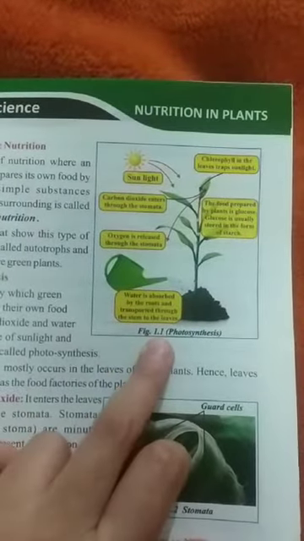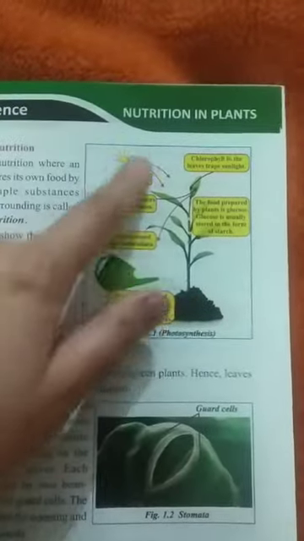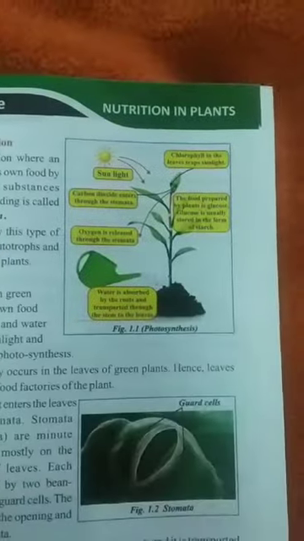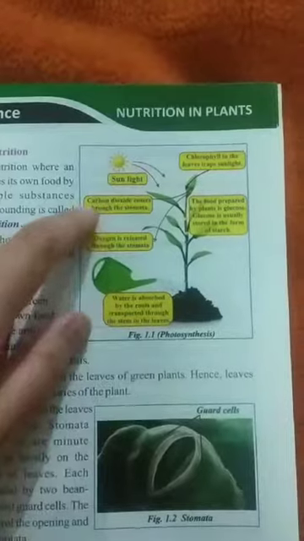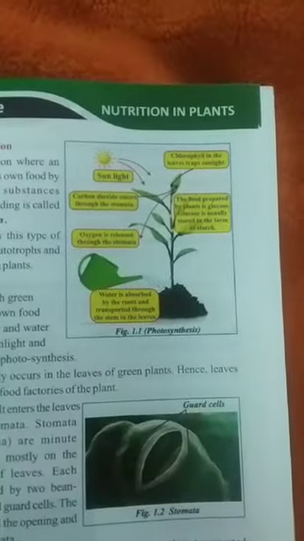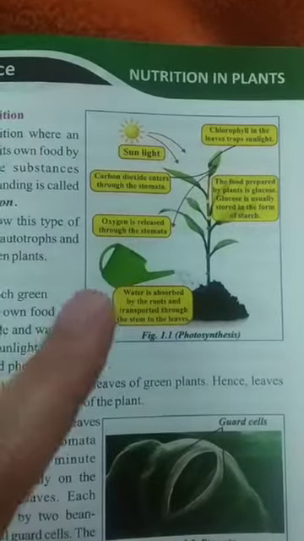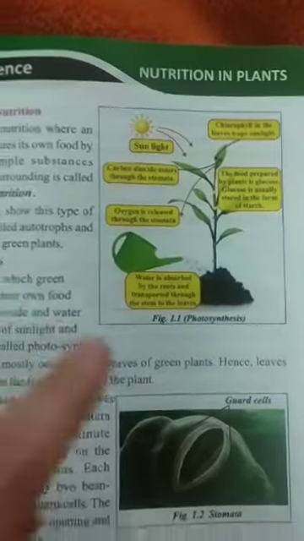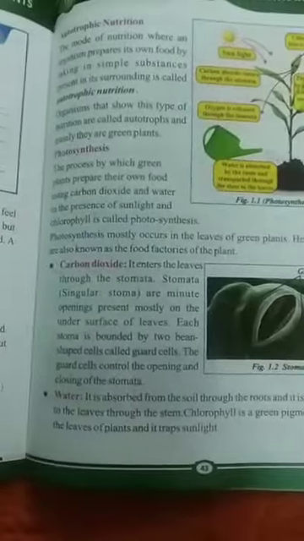This is photosynthesis. You can see a plant. Then we have the sunlight. In this, we have chlorophyll. Then carbon dioxide enters into the stomata. These are tiny pores. Oxygen is released through the stomata. Then food is prepared. Water is absorbed by the roots. Okay. Then we'll study about the various elements.